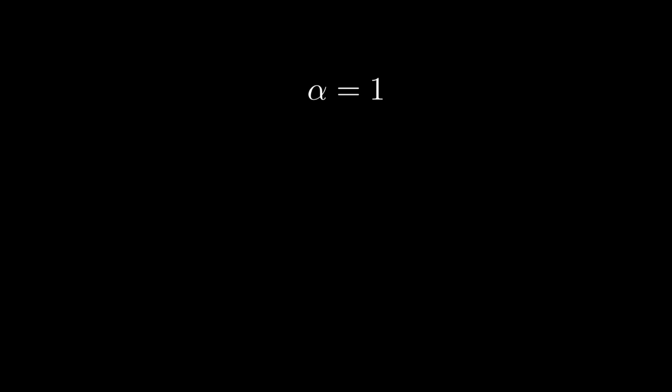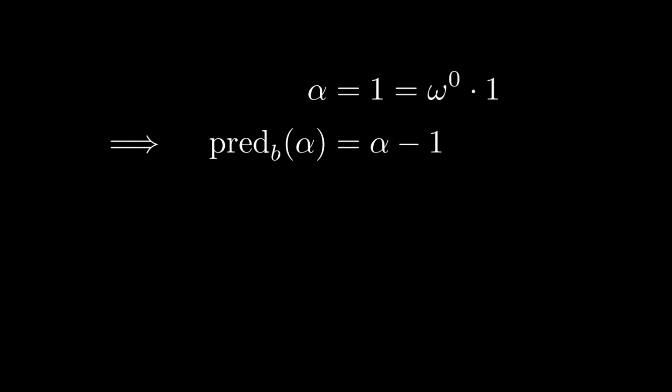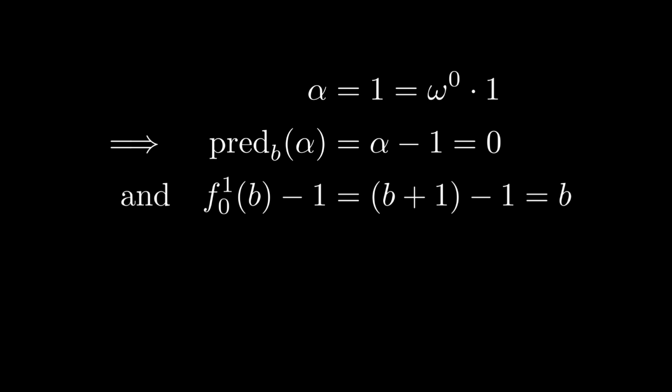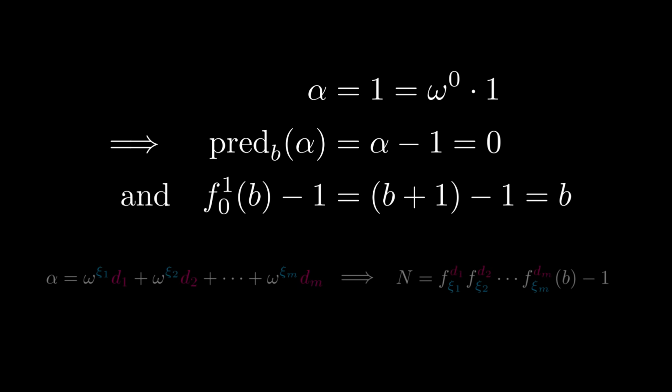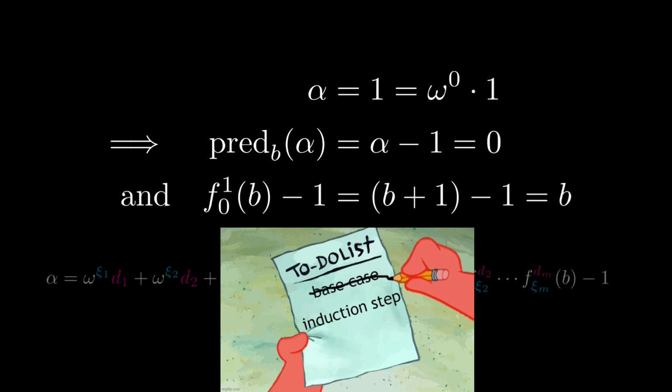If alpha is equal to 1, which is just omega to the 0 times 1 in Cantor normal form, then the base b predecessor of alpha is just the actual predecessor of alpha, which is 0, and b is exactly what the theorem predicts for n. This proves the base case for all positive finite b.